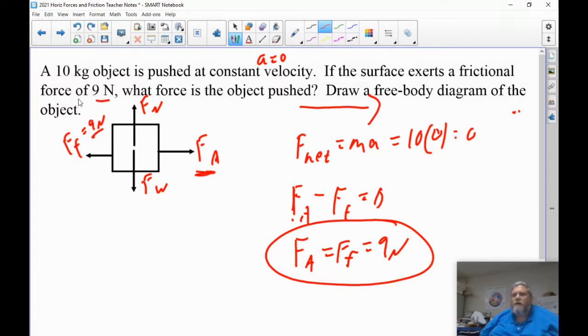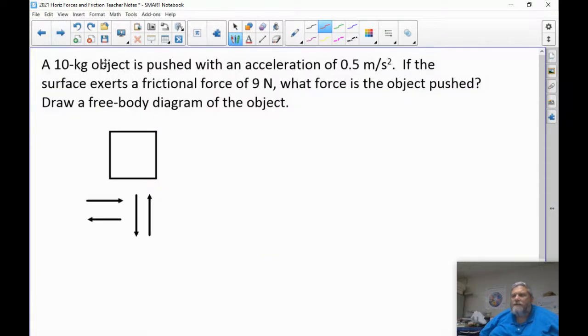All right, so let's look at one last one where it's not moving at a constant speed. Same 10 kilogram object is moving with an acceleration of 0.5 meters per second squared. Same frictional force. So everything's the same here. So our free body diagram, again, is going to be the same. Normal force and weight cancel each other out. Fw, Fn.